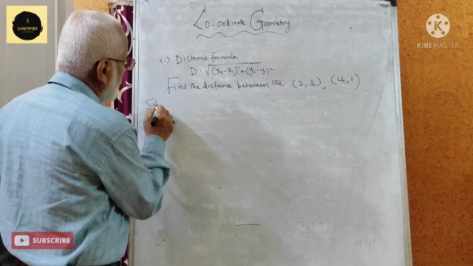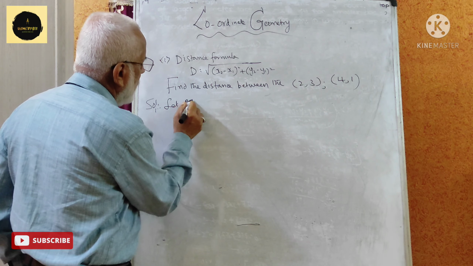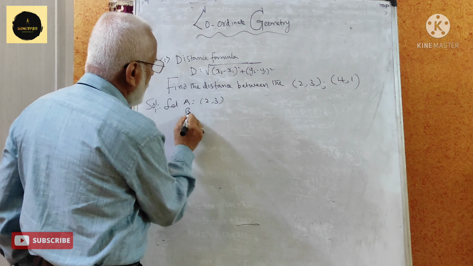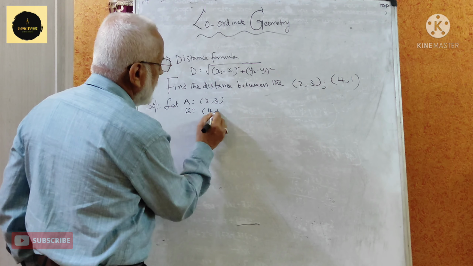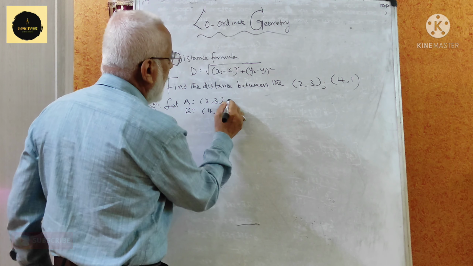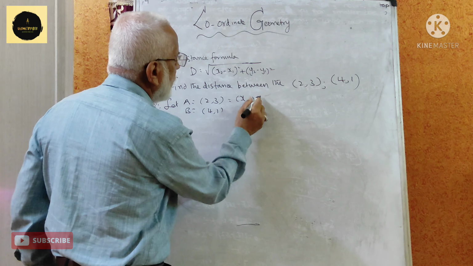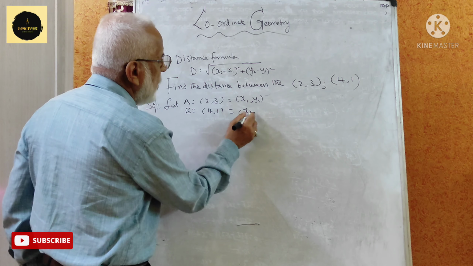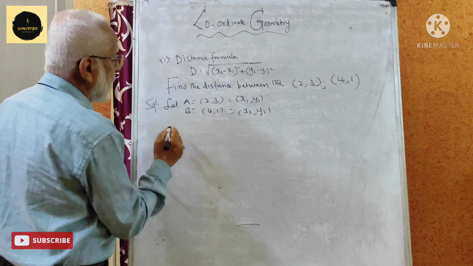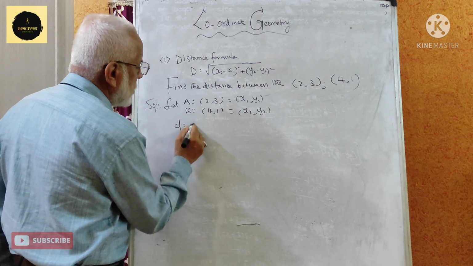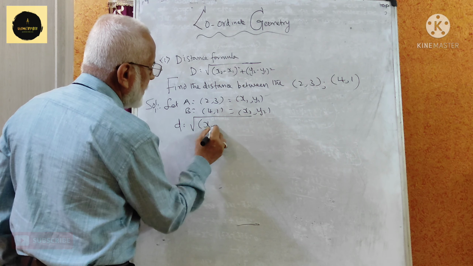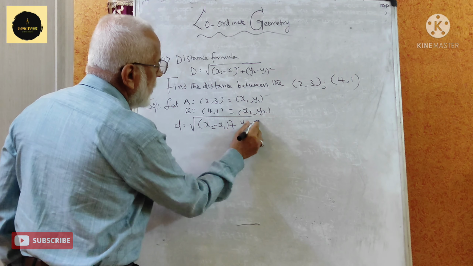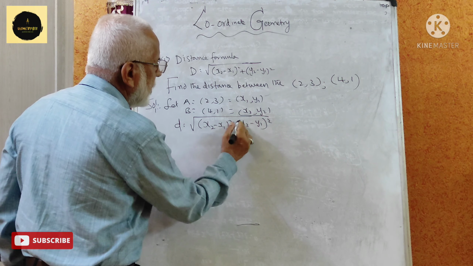So in the solution, first of all write them. Let A be equal to (2, 3), and then B is equal to (4, 1). Where A is equal to (2, 3), that is x1 and y1, and B is equal to (4, 1), it is x2, y2. Now what is the distance formula? d is equal to the square root of (x2 minus x1) whole square plus (y2 minus y1) whole square.